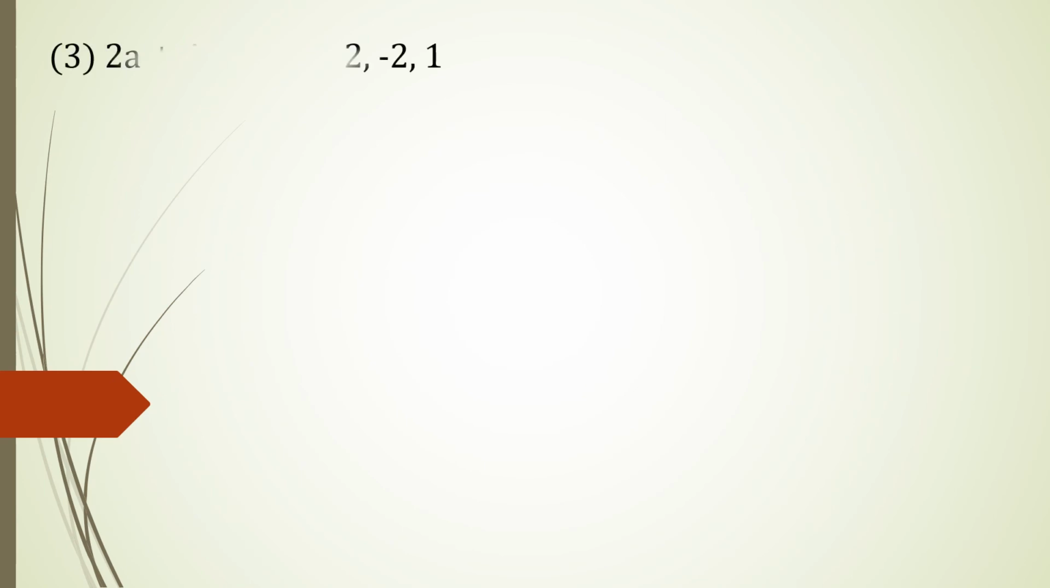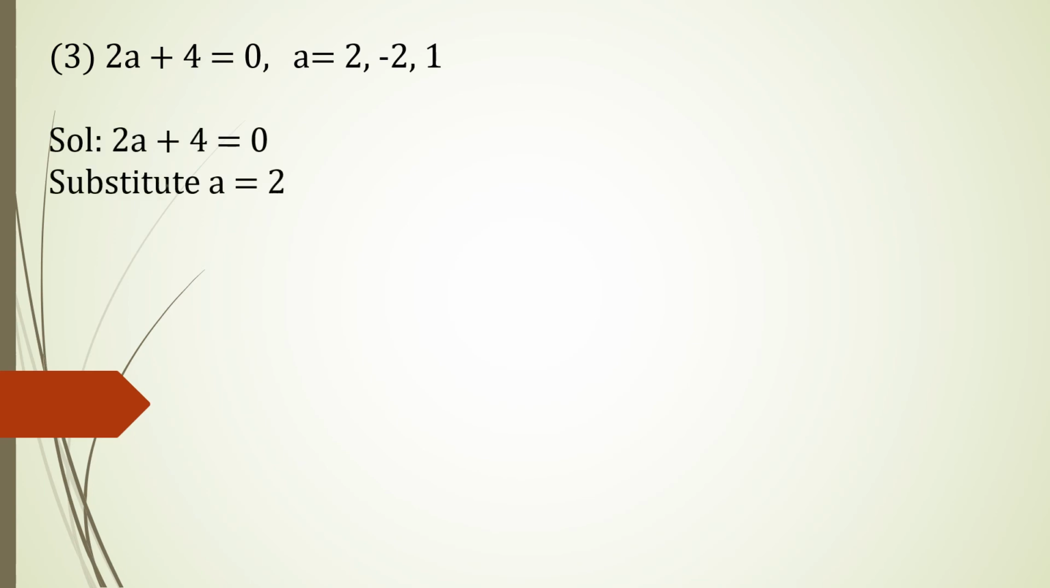Moving to the third one. What is given in the question? 2a plus 4 equal to 0. Now the values given for the variable a are 2, minus 2 and 1. Let's find out which value satisfies our equation. First let's solve with a equal to 2. The given equation is 2a plus 4 equal to 0. Now substitute a equal to 2.